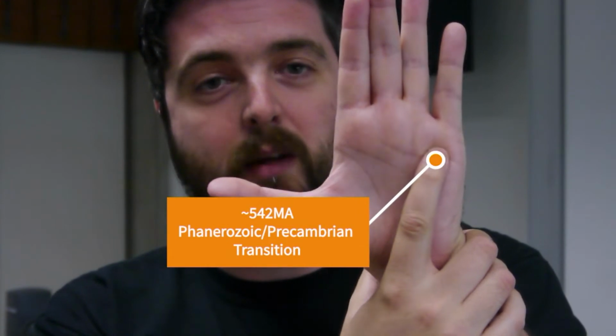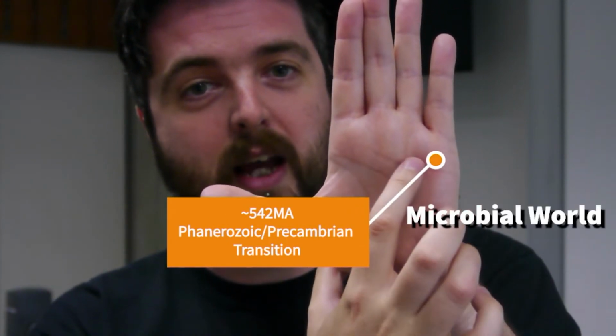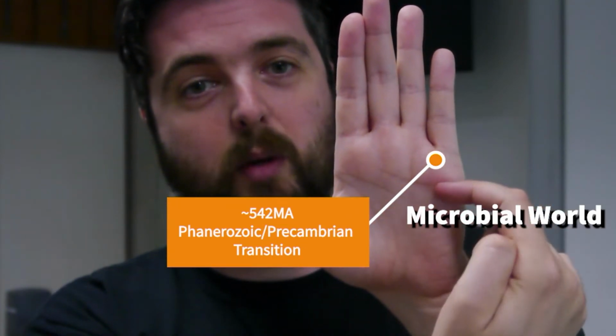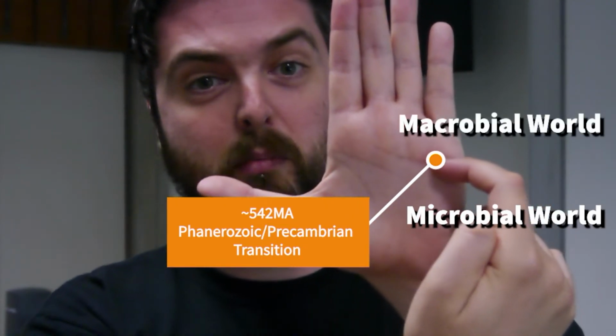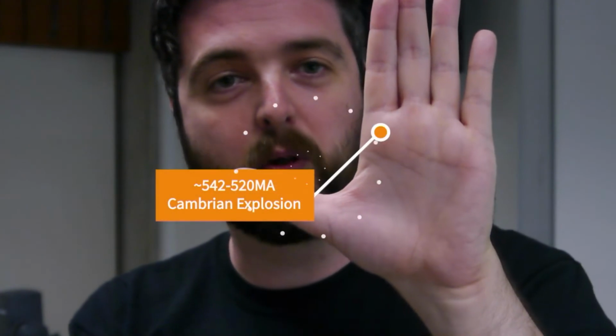We're now here at the top of the palm, and this is the boundary between the Precambrian and the Phanerozoic. Prior to this, the Earth is dominated by microorganisms. After this, the Earth is dominated by things like animals and plants that you can see. I say dominate, bacteria still rule everything, but you know what I mean. It's at this time that creatures with shells and hard parts start to diversify rapidly, sometimes called the Cambrian explosion.